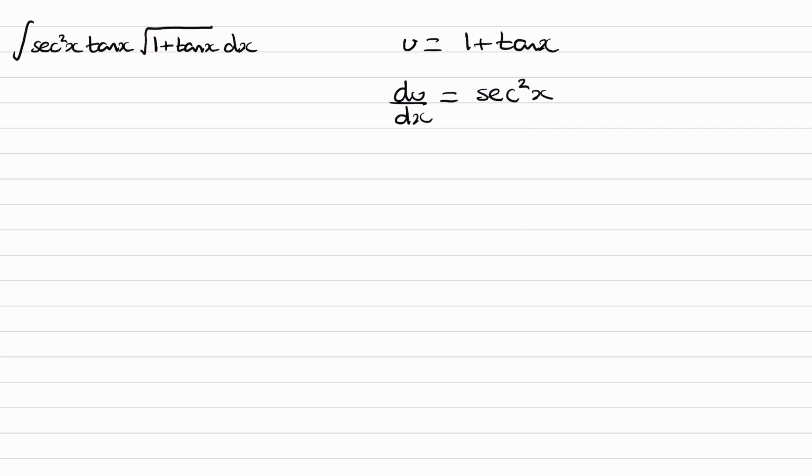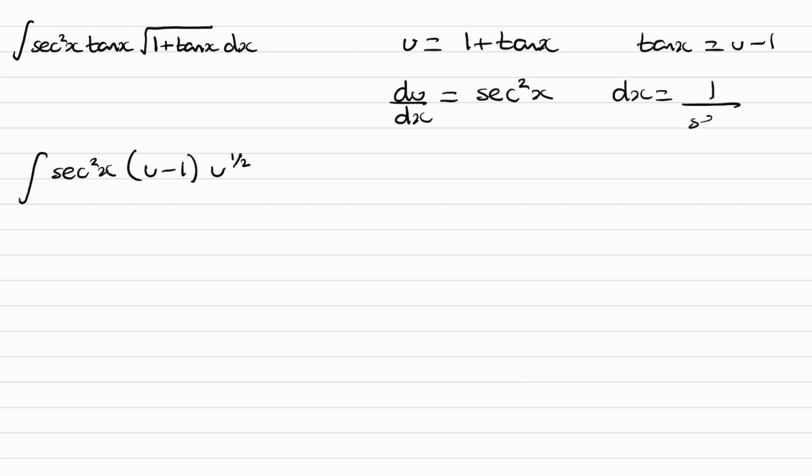This root of 1 plus tan x becomes root u. And the tan x that we have here, that will become u minus 1, rearranging this here. So let's put that all in. This then becomes the integral of sec squared x times u minus 1 times u to the half, that's the 1 plus tan x square rooted, that's u to the power of a half. And the dx becomes, so rearranging this, dx is equal to 1 over sec squared x du, so bring that in, 1 over sec squared x du.